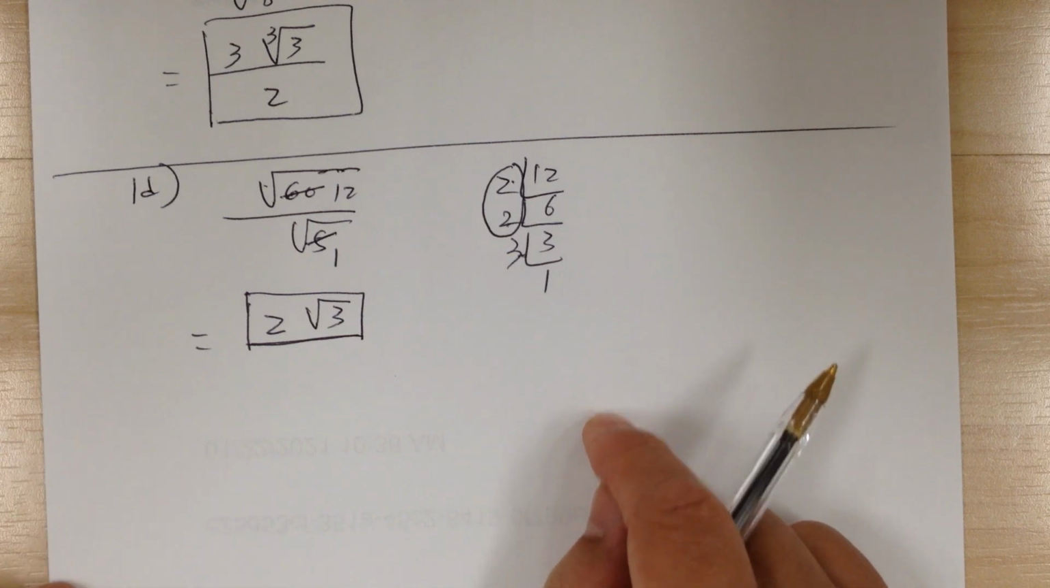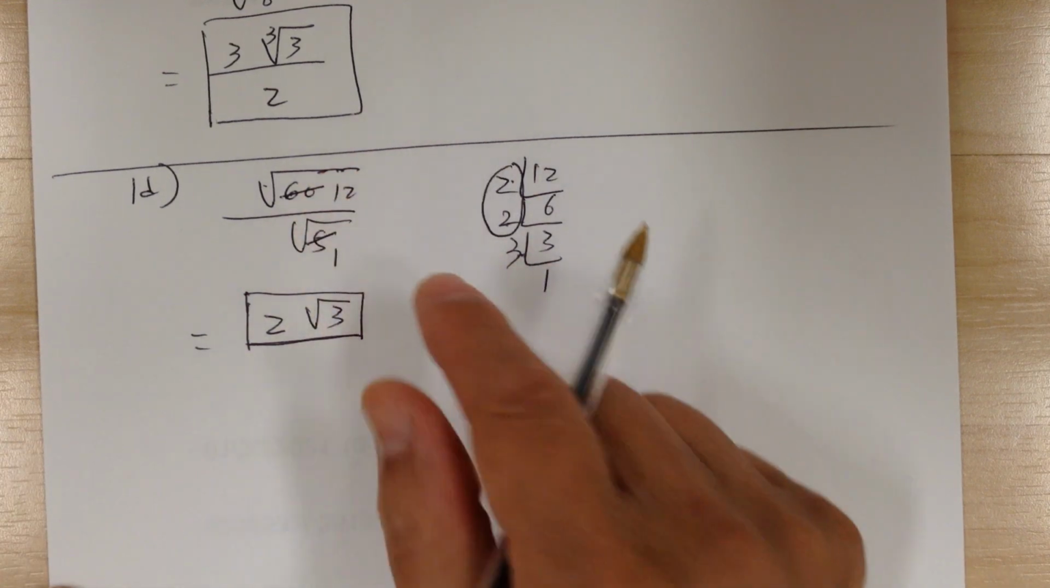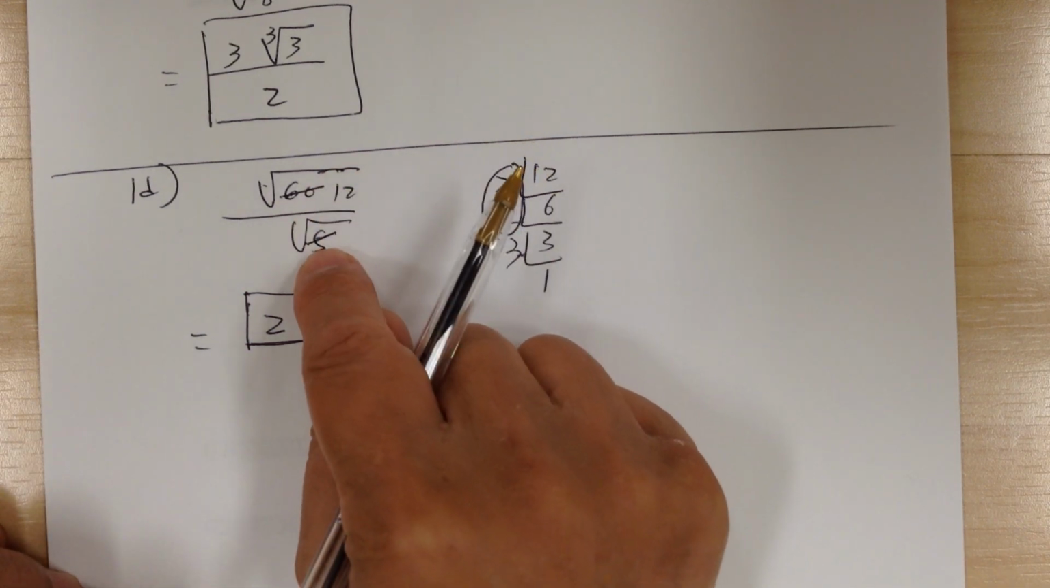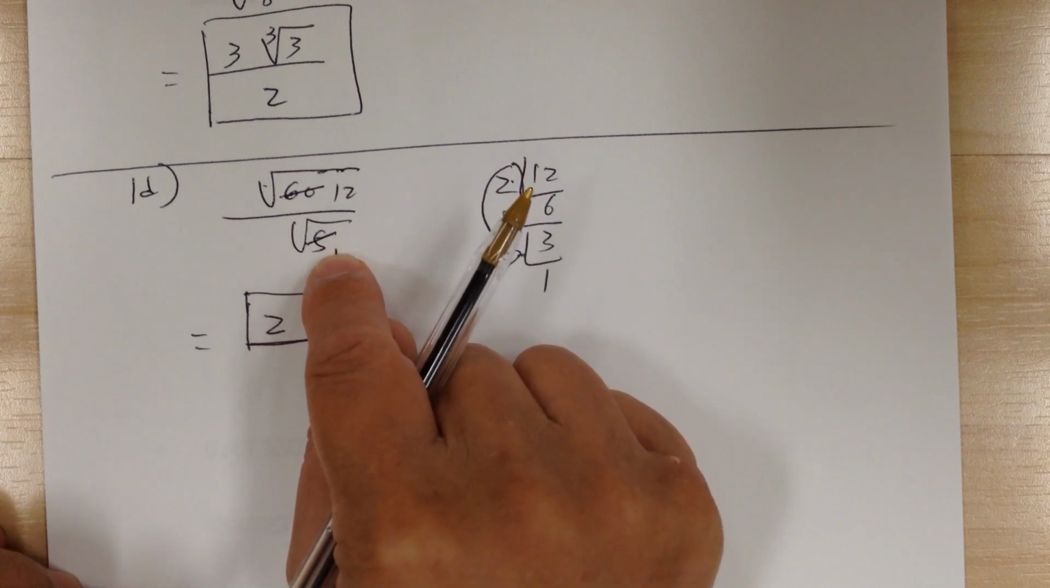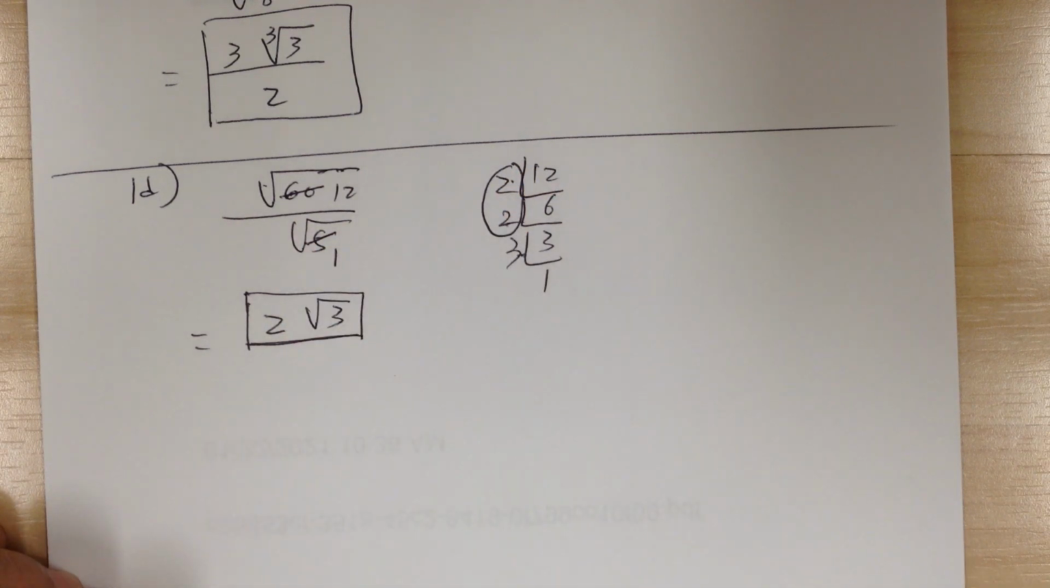Okay. So if you can reduce, go and reduce it. The only time you don't reduce is if the denominator is a perfect square, then you don't want to mess up your perfect square.